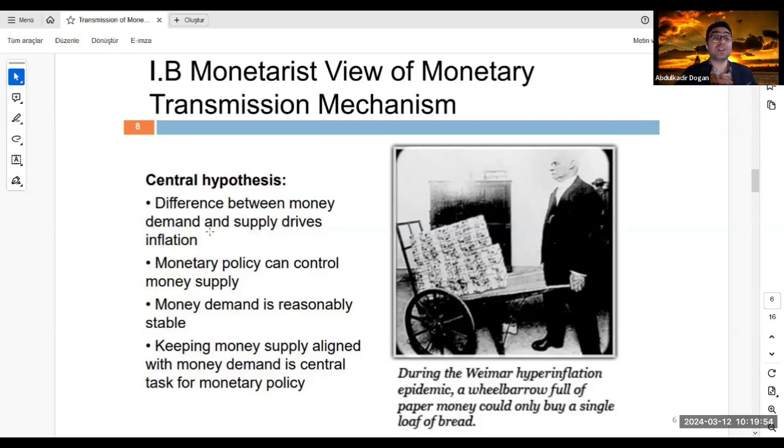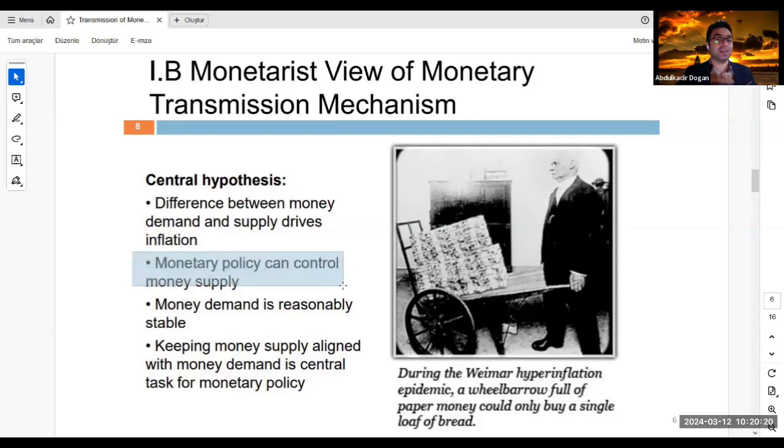So if there is a huge demand for money, and people have lots of money in their pockets, they will not save it. They will consume, because the price of money is really cheap. If they spend that money, then demand increases in the market and the price goes up. The result will be inflation.